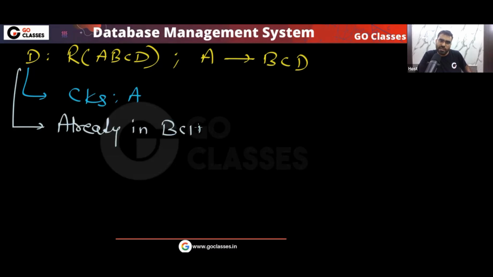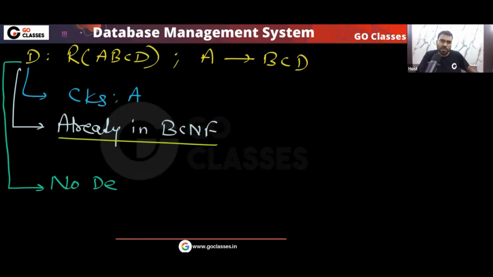This is already in BCNF. Is this clear? This is already in BCNF, so there is no decomposition required. Or I can say, this itself is decomposition. Basically, either I can say no BCNF decomposition required.